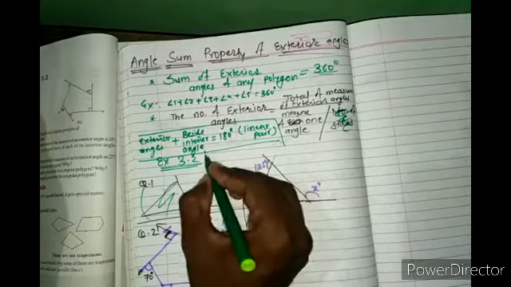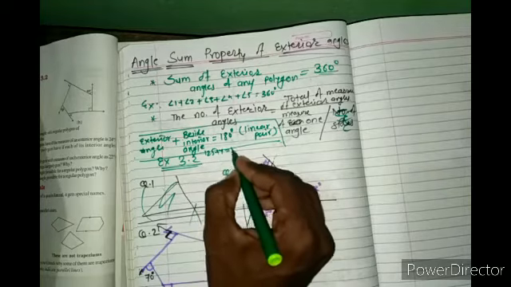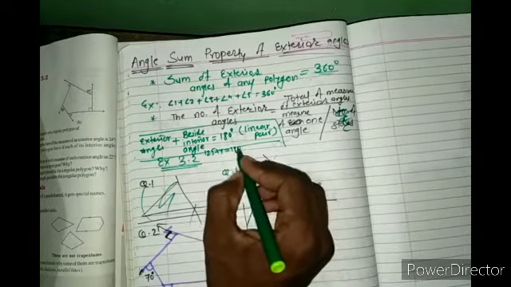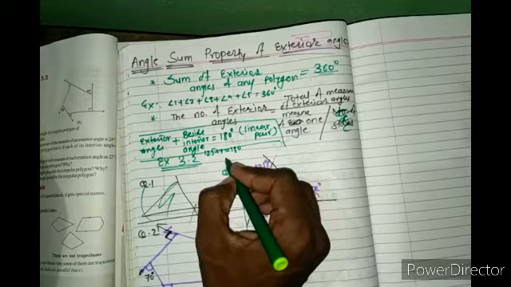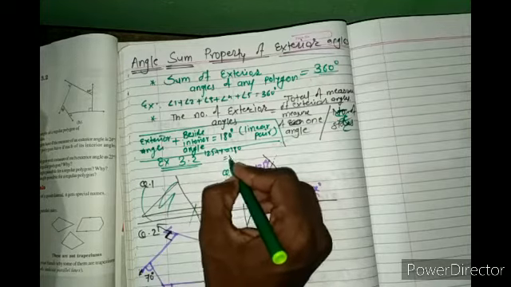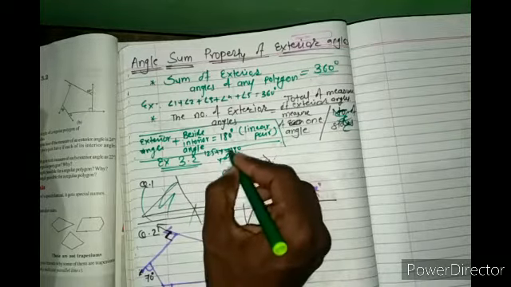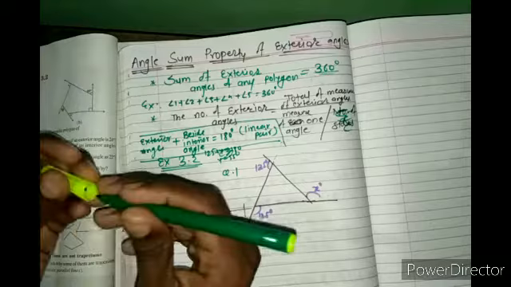So now diagrammatically, if I want to find the linear pair of this angle, 125 plus whatever it may be, y, is 180. So 180 minus 125, so 55 degrees is the measure of the interior angle. So in this way we can find any interior angle.